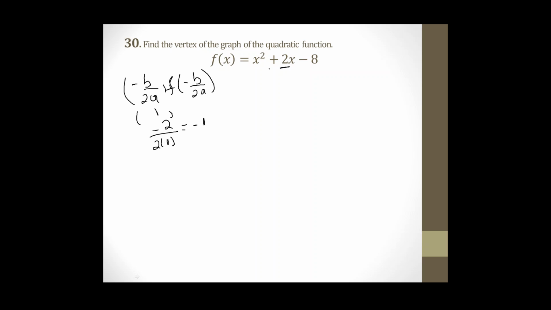So I go back to the original. I have negative 1 squared plus 2 times negative 1 minus 8. Well, negative 1 squared is just 1. 2 times negative 1, that's negative 2. That's what I meant to say. Erase. Whoa, you saw that? I erased the plus to a minus. Those are called skills. Then 1 minus 2 minus 8, and that's equal to negative 9. So negative 1, negative 9 is my vertex.